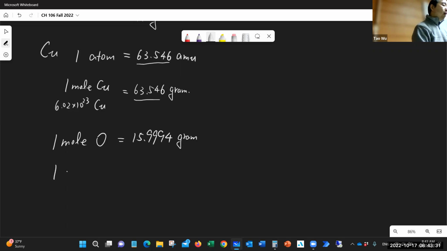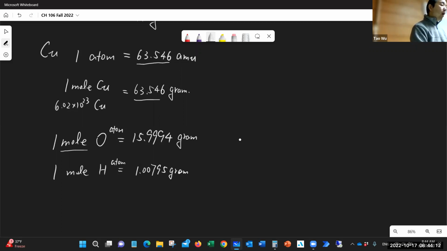If we have 1 mole of hydrogen atoms, that's going to be 1.00795 gram. Generally it's the same thing. If you have 1 mole of that, again the number is the same. The only difference is changing the unit. That's it.